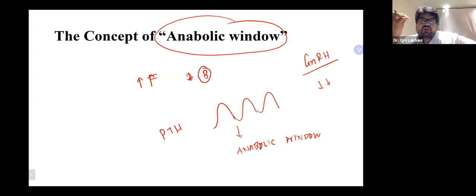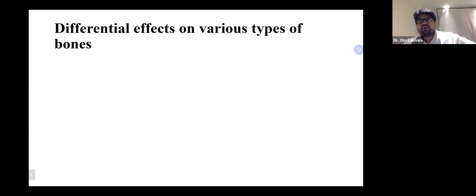So in the same way, when you have PTH, which is given intermittently, it opens an anabolic window where there is more formation than breakdown. But when PTH is given continuously, it produces bone breakdown. Same way, when GnRH is given intermittently, it stimulates FSH and LH production, whereas if GnRH is given continuously, it inhibits the FSH and LH production, leading to a situation which is completely opposite, right? So this is what typically happens.